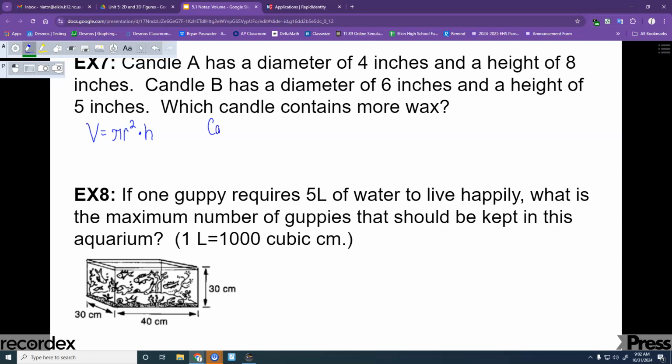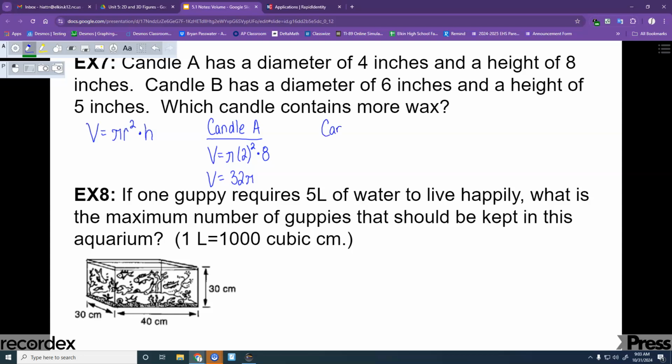So for candle A, all right, now, first of all, did they give us the radius? It's half of your diameter. So for candle A, you're going to have pi times 2 squared times the height, which is 8. Now, I like to do this without typing in the pi. 2 squared is 4. 4 times 8 is 32. This is 32 pi. You can multiply it by pi and get the decimal if you want. But all they're asking you to do is compare them here, so I'm just not going to bother with that.